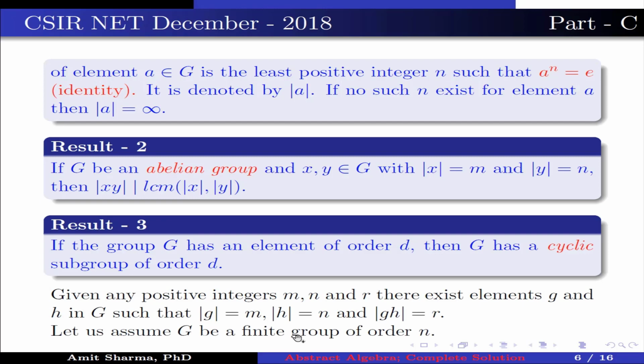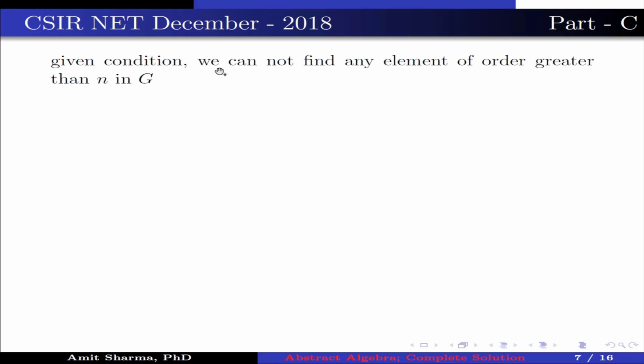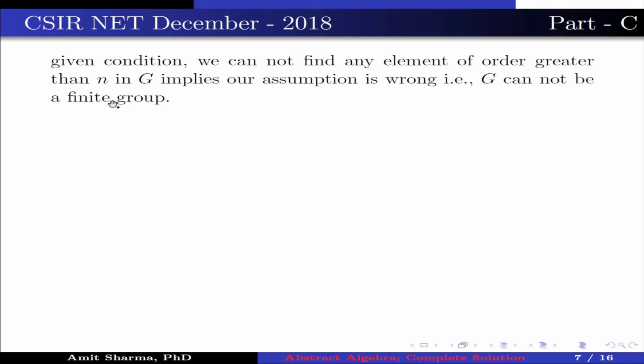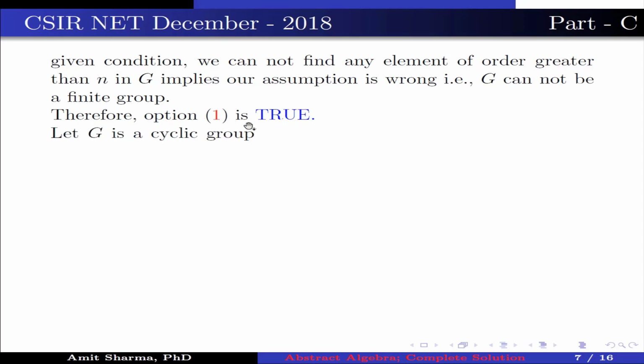Let us assume G is a finite group of order n. But according to the given condition, we cannot find any element of order greater than n in G because the order of an element should divide the order of the group. This implies our assumption is wrong. That is, G cannot be a finite group. Therefore, option 1 is true.